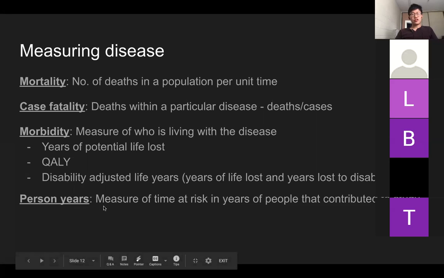As well, person years is a measure of the time at risk, in years, of people that contributed to the study. So say 5 people contributed to the study for 5 years, the total person years there would be 25.